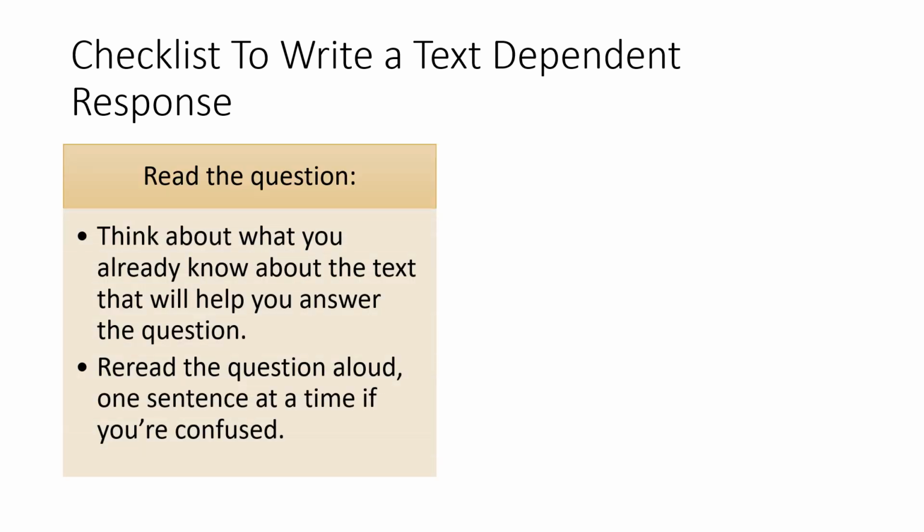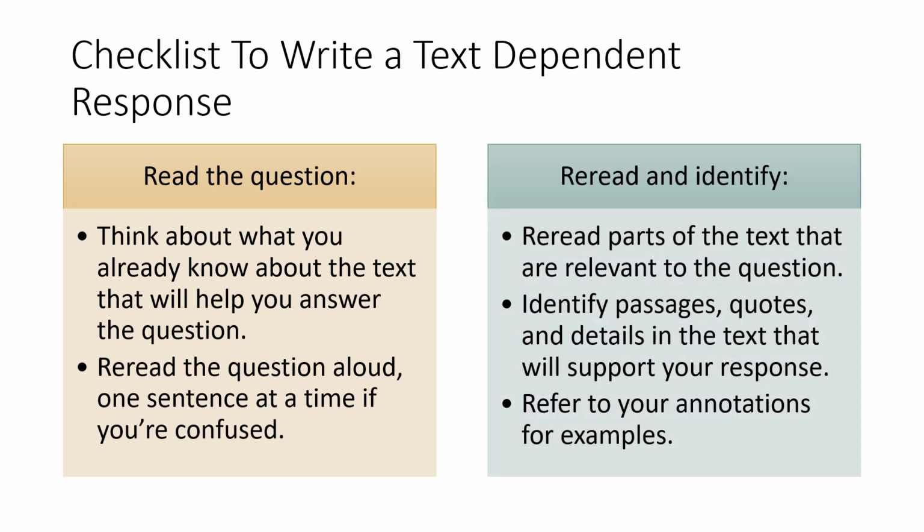In order to write a text-dependent response, complete the following. Read the question. Think about what you already know about the text that will help you answer the question. Reread the question aloud, 1 sentence at a time if you're confused. Read and identify. Reread parts of the text that are relevant to the question. Identify passages, quotes, and details in the text that will support your response. Refer to your annotations for examples.